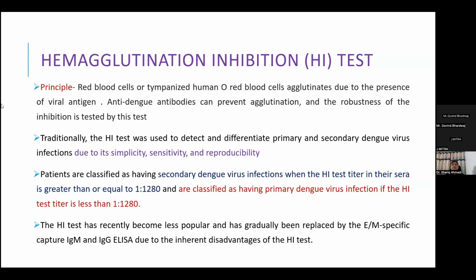First is the hemagglutination test. It was very much utilized in the past, but has lost its importance in recent times due to the availability of the ELISA and the antigen detection tests. So I will not be going into detail on how the hemagglutination test works, but a titer of 1:1280 is a proof of the primary dengue infection. Whereas if the titer is less than this, then we can say that there is no dengue infection.